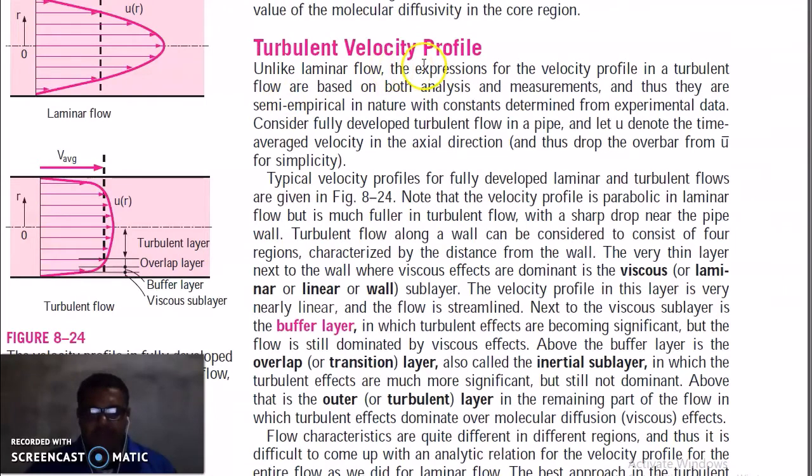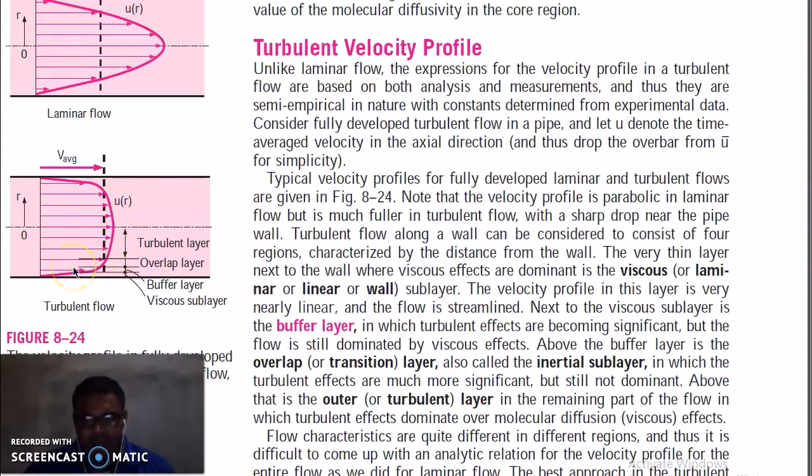Turbulent velocity profile. Unlike laminar flow, the expressions for the velocity profile in turbulent flow are based on both analysis and measurement, and thus they are semi-empirical in nature with constants determined from experimental data. Typical velocity profiles of fully developed laminar and turbulent flow are shown in this figure. Note that the velocity profile is parabolic in laminar flow, but it is much fuller in turbulent flow, with a sharp drop near the pipe wall.